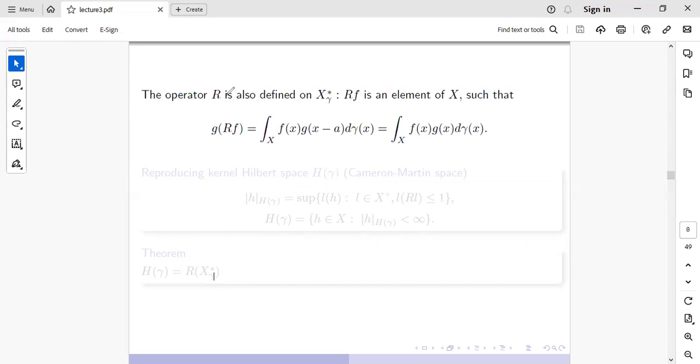The covariance operator can also be defined on the closure, and it is defined as the integral of f of x, x d gamma x, meaning that if we apply a functional g on this element, we will get the integral of f of x g of x d gamma x. We can subtract the mean or not subtract the mean. It is not important because the integral of f is 0. So we extend the action of the covariance operator on the space X star.